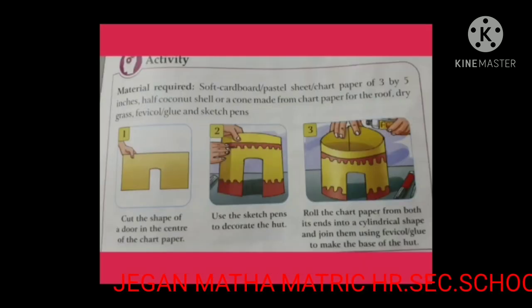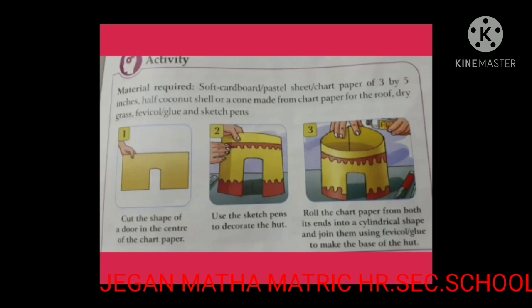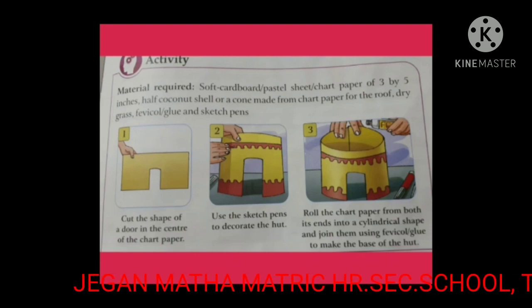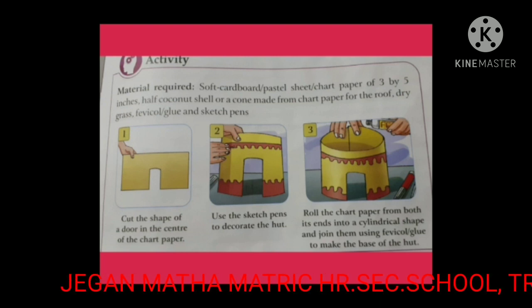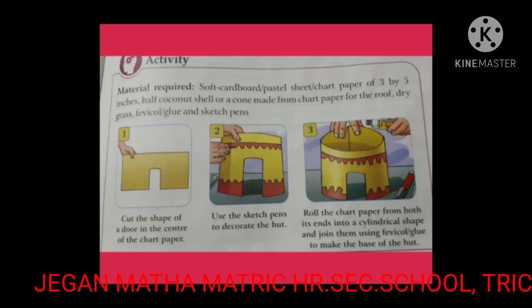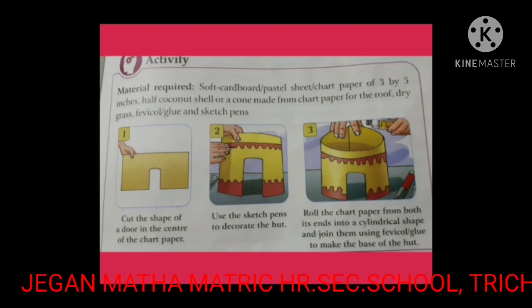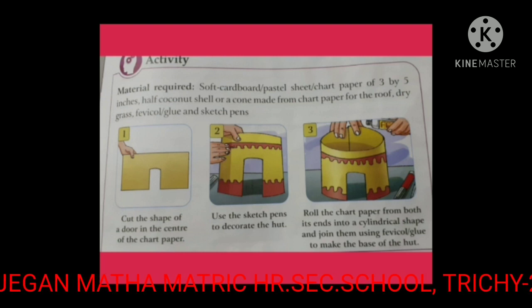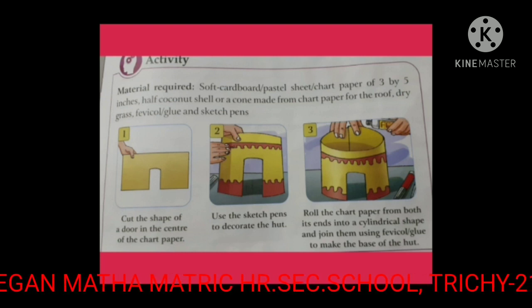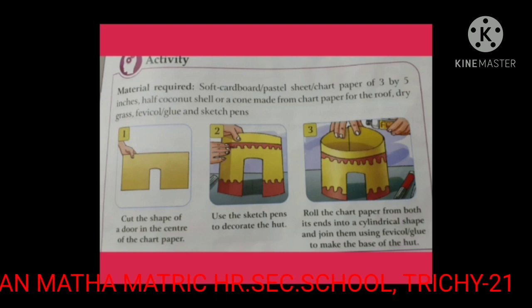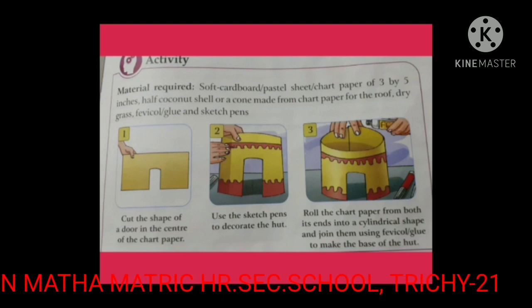Children, let us make a model of a hut. Material required for this activity: soft cardboard or pastel sheet or chart paper of 3 by 5 inches, half coconut shell or a cone made from chart paper for the roof, dry grass, Fevicol or glue, and sketch pens.